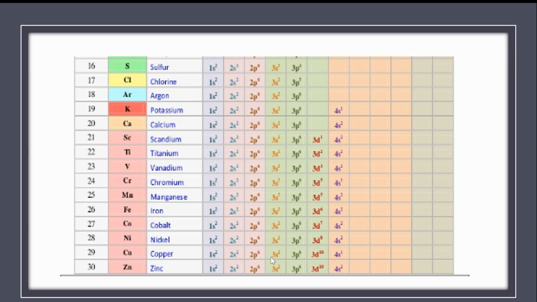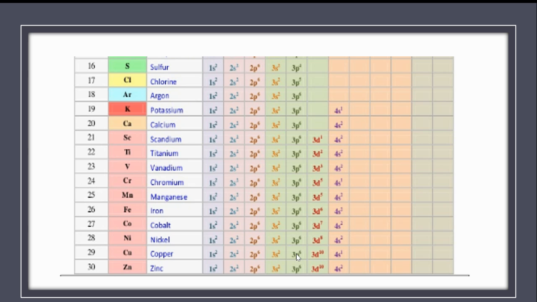Similarly, coming to copper, atomic number 29: 1s2, 2s2, 2p6, 3s2, 3p6, 3d10, 4s1. What we expect is 4s2, 3d9. But the 3d and 4s electrons rearrange between them and one electron is shifted, making it 3d10, 4s1, to attain the stability of the atom. So these are the two exceptional configurations, chromium 24 and copper 29.